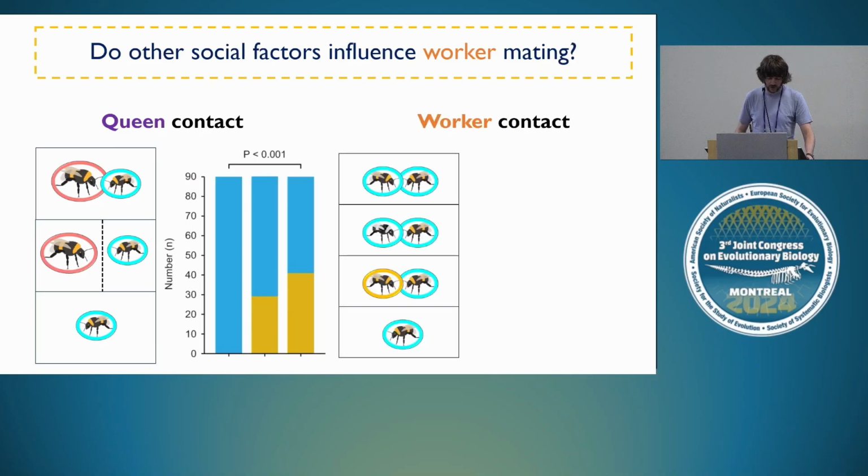Similarly, then we wanted to examine what happens when you place them in contact with other workers. And within bumblebee colonies, they naturally remove their queen at a certain point. And this forms then a worker dominance hierarchy.